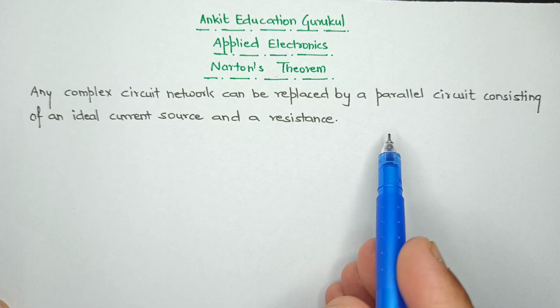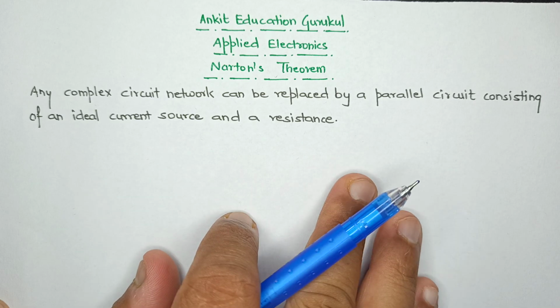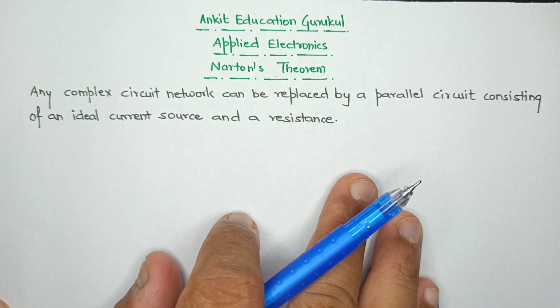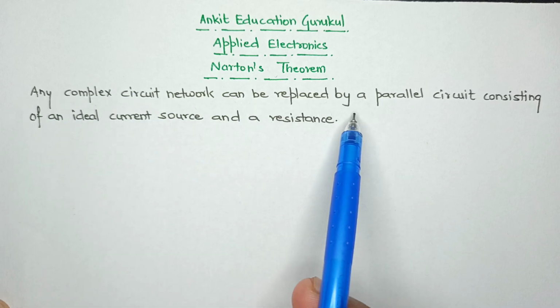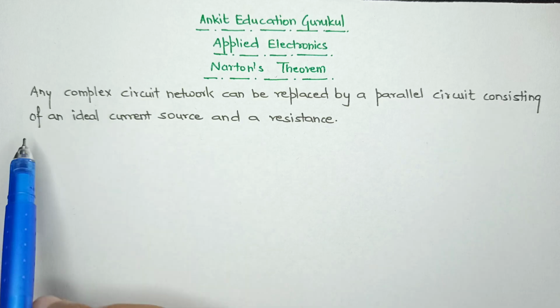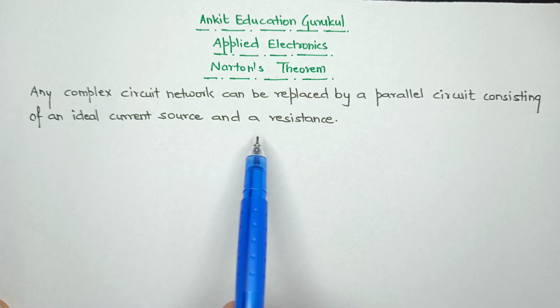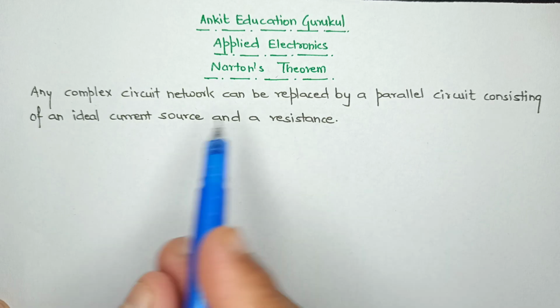So first I'll read out the statement, and then we will solve a numerical based on Norton's theorem. Any complex circuit network can be replaced by a parallel circuit consisting of an ideal current source and a resistance. So what does this mean?